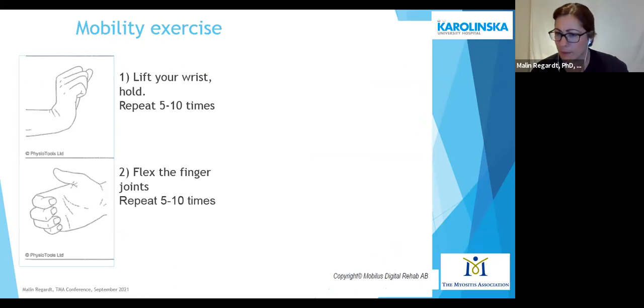So good, I was really fast. It was not supposed to go this fast, but I think we're gonna go through the hand exercise and I'm gonna see if you can see me while I'm doing it.